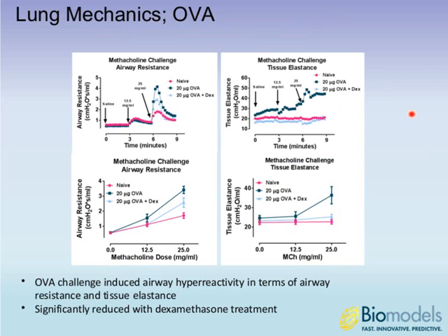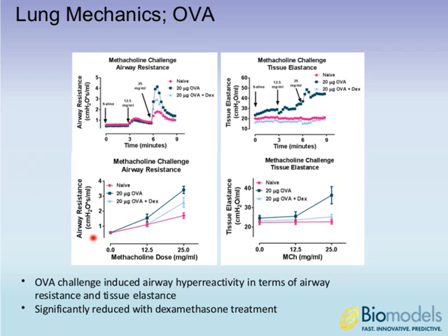Here with lung mechanics in the OVA model, I showed you some of this data before. Again, the animals were on the ventilator, and then they were challenged with 0, 12.5, or 25 mg per ml of methacholine. And at the top here, you can see airway resistance. I've now added tissue elastance, and the population averages are on the bottom.